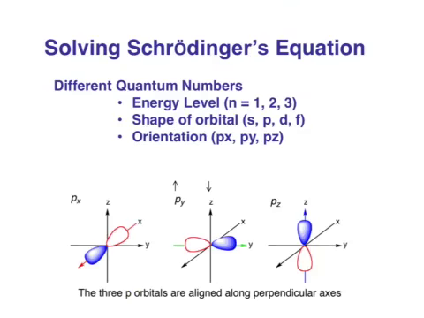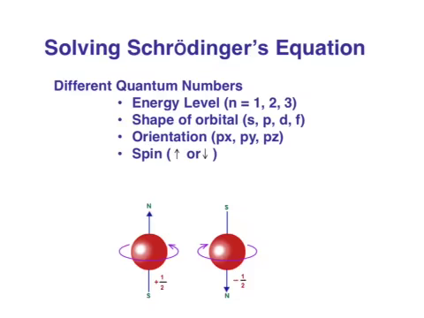The third talks about the orientation. So if I think about a p orbital, a p is like a dumbbell or a figure 8. Well, in fact, I have 3 p orbitals at each energy level, and the 3 are on 3 different axes, x-axis, y-axis, and z-axis. Okay, so it's the orientation of that axis.